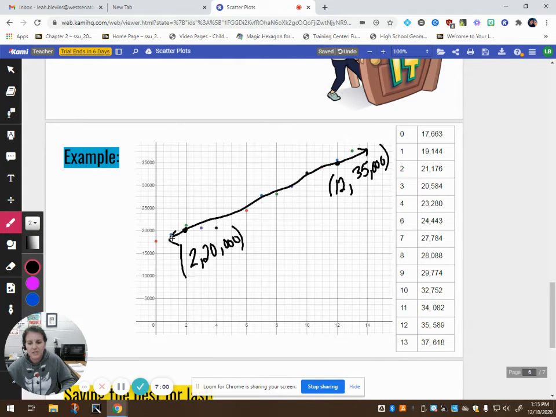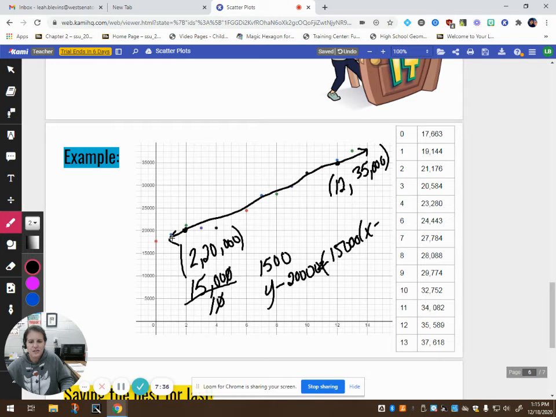Now we know that we can use that to find the slope, change in, hopefully you said y, over change in, hopefully you said x. So 35,000 minus 20,000 is 15,000 over 12 minus 2, which is 10. If I divide this, I'm going to get rid of one of those zeros. So I have 1,500 is my slope. So now we can write us an equation. y minus a y coordinate, 20,000, equals the slope times x minus the x coordinate.